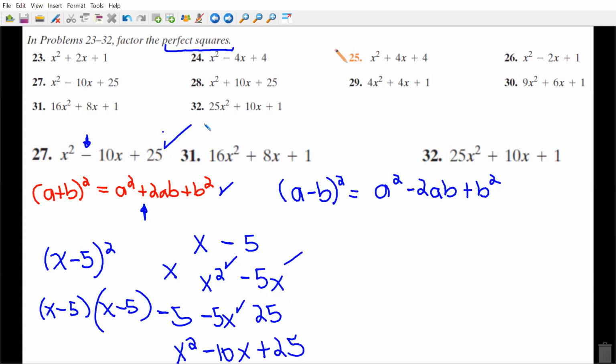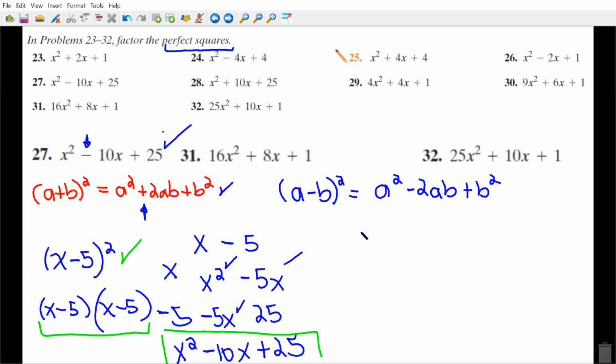Teacher, wait, so what is the correct answer? X minus 5 squared. The answer was correct, yes. Ah, okay, I understand. Thank you. It was correct. I was explaining it through this method. But that question is very good.